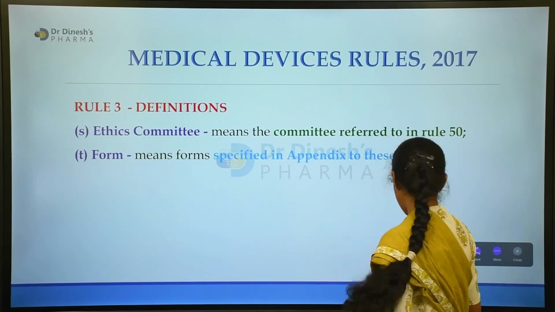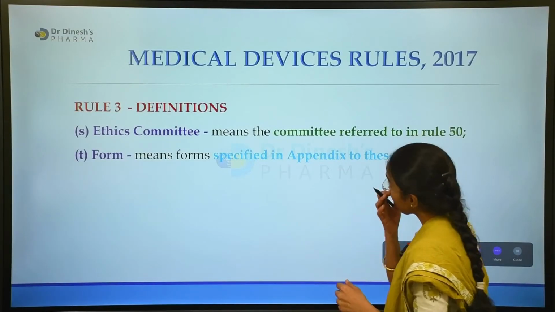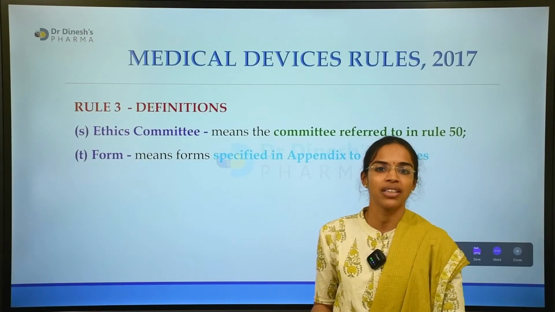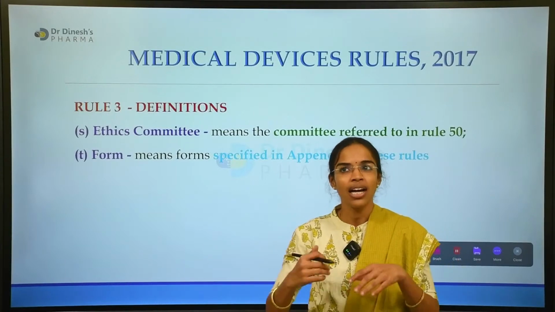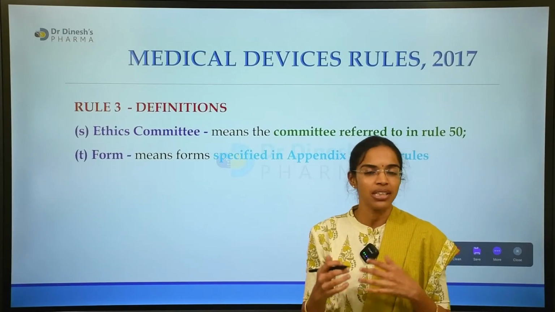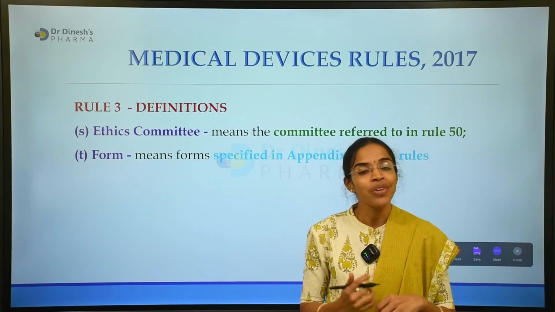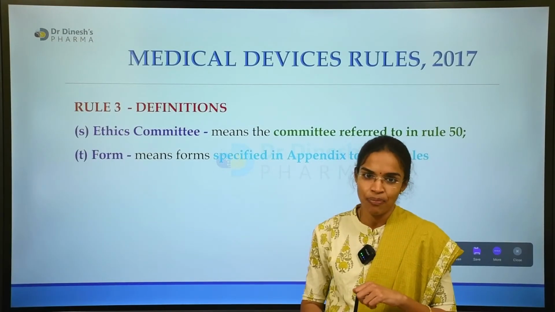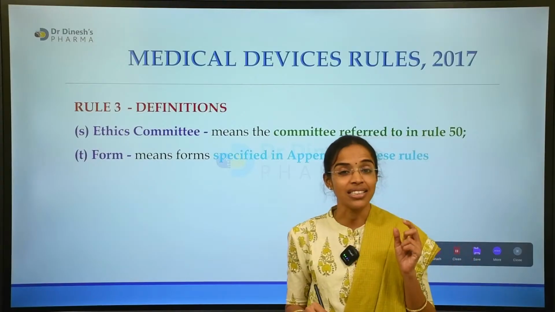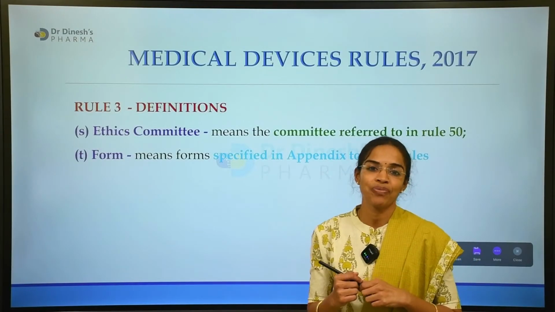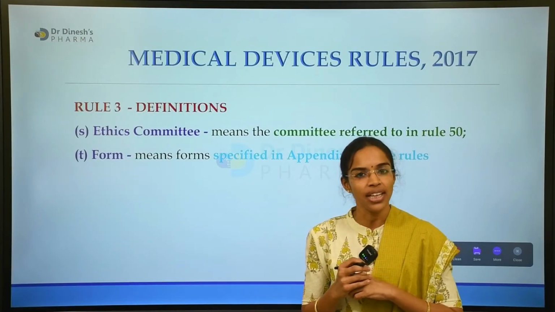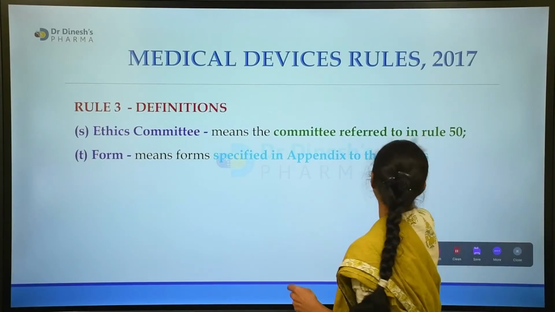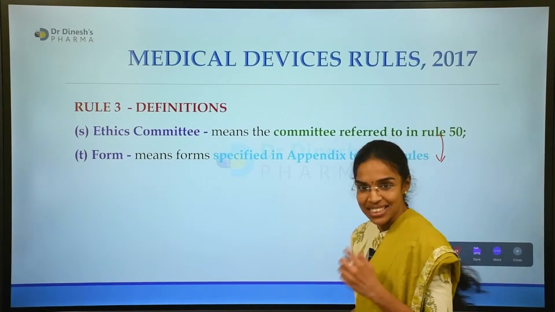So what is an ethics committee? What does the ethics committee refer to according to MDR 2017? There are lots of examples of ethics committees. There are different types, like animal ethics committees and human ethics committees. Like this, there are many sorts of ethics committees. But what is an ethics committee according to MDR 2017 is rule 3S. It is nothing but the committee that is referred to in rule 50. The ethics committee that is referred to in rule 50 is termed the ethics committee according to rule 3S. So what does the ethics committee in rule 50 exactly mean?